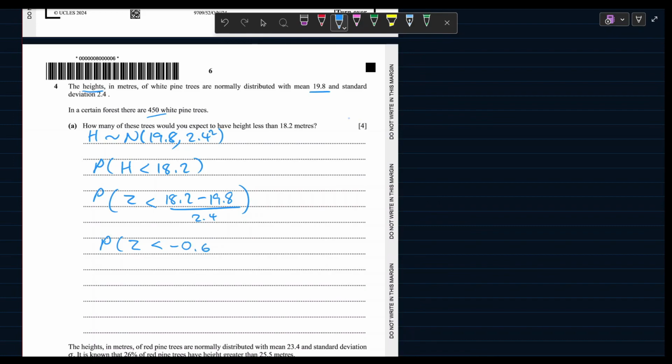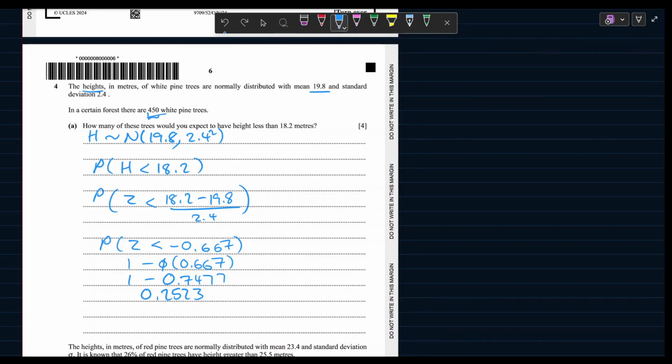negative 0.667, and so this is essentially 1 minus phi of 0.667. We need to read off the value of phi of 0.667 from the normal distribution tables. So that's 0.7477, and this gives us, that's 1 minus 0.7477, that gives us 0.2523. So this is the probability of one tree having a height less than 18.2 meters.